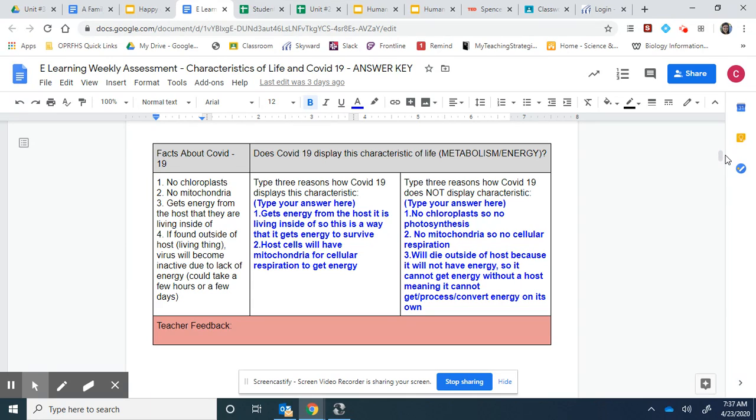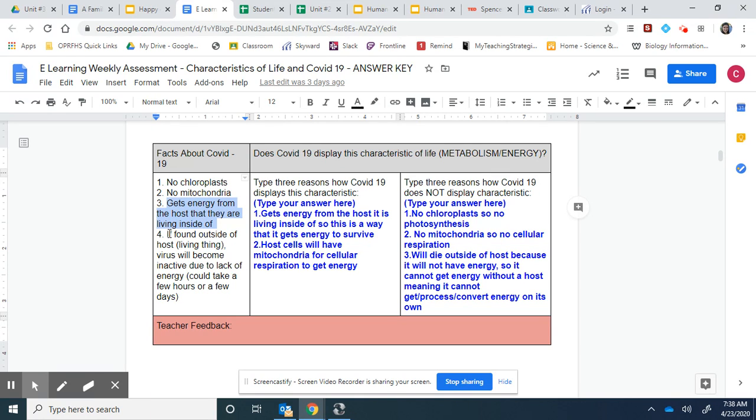When I scroll down, this is the part that might be the most confusing. Over here on the left, we gave you 4 characteristics about the coronavirus or COVID-19. They have no chloroplasts. If they have no chloroplasts, no photosynthesis. They have no mitochondria, so they don't go through cell respiration. They get their energy from the host that they are living inside. So if we as a human get the coronavirus, we are their host. It is living inside of us and sucking energy from our bodies.